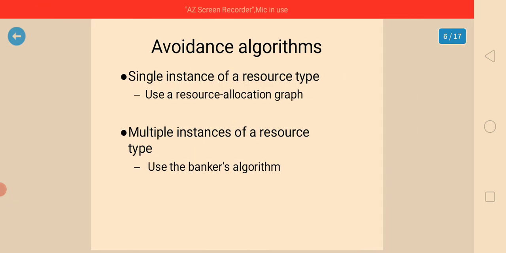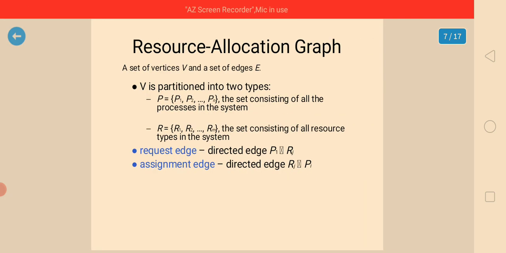So the next one is the avoidance algorithm. What is it? For a single instance resource type, we use a resource allocation graph. For multiple instances of a resource type, we use Banker's algorithm.